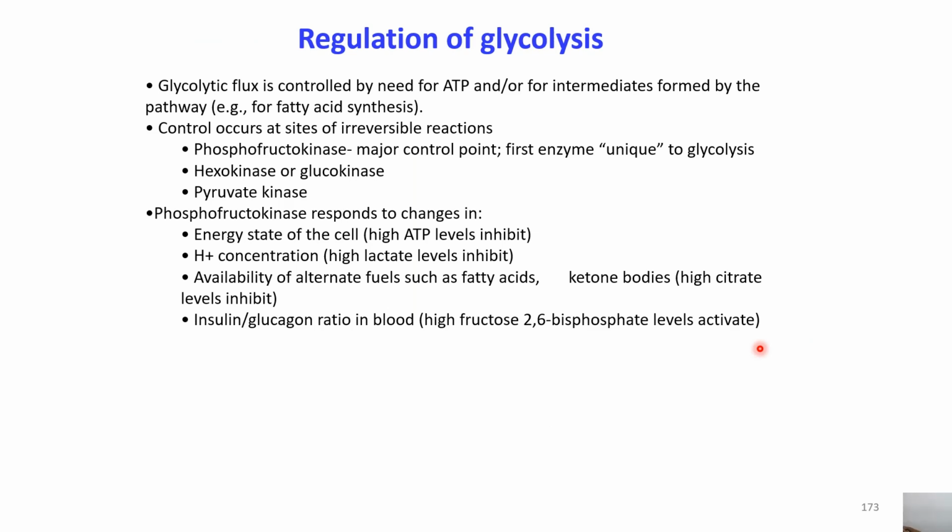We have talked about the regulation of glycolysis. Glycolytic flux is controlled by the need for ATP and for intermediates formed by the pathway. Control occurs at sites of irreversible reactions. Phosphofructokinase is a major control point, the first enzyme unique to glycolysis, along with hexokinase or glucokinase, and pyruvate kinase. Phosphofructokinase responds to changes in the energy state of the cell: high ATP levels inhibit it, as do H plus concentration and high lactate levels. Other factors are the availability of alternate fuels such as fatty acids and ketone bodies, and the insulin-glucagon ratio in blood.